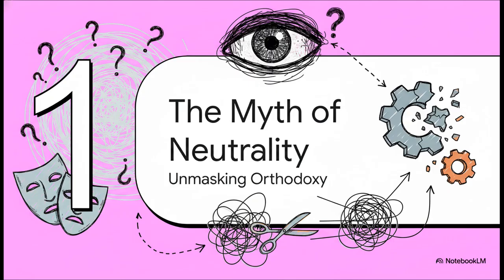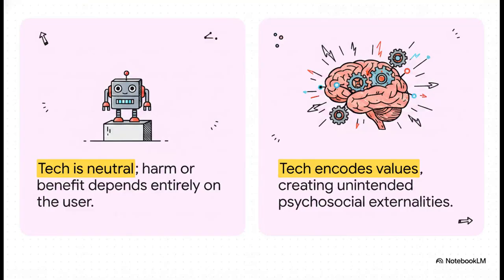So, starting with section 1, the myth of neutrality. Let's unmask technological orthodoxy. See, there's this massive gap between what we want to believe about our tech and what's actually happening. There's this classic modernist idea called technological orthodoxy. It's basically the belief that our tools are firmly under our control and entirely neutral, that a tool's harm or benefit depends solely on the person using it. But the reality, it's completely different.